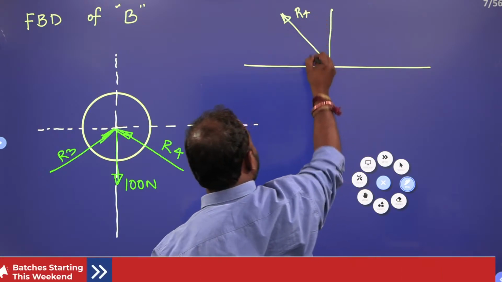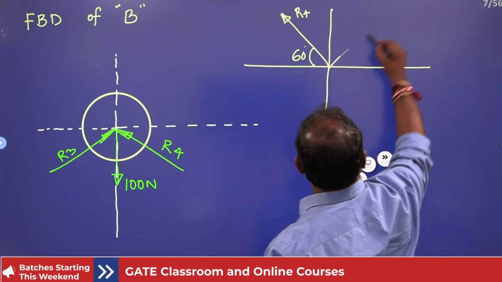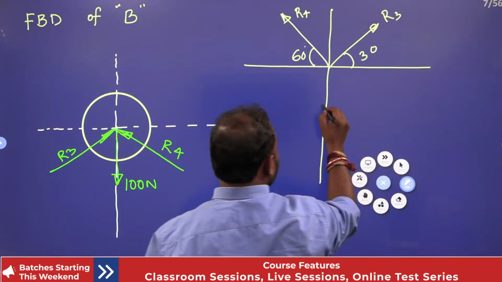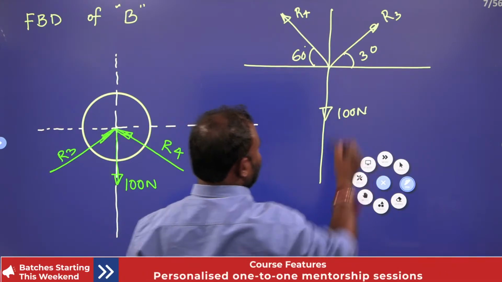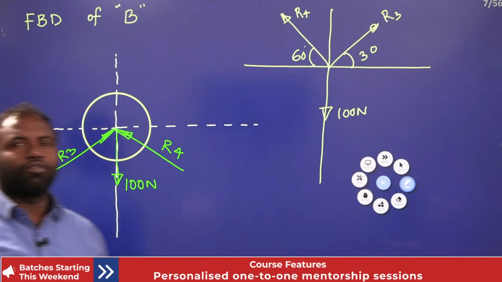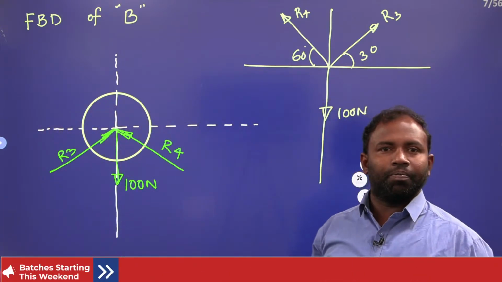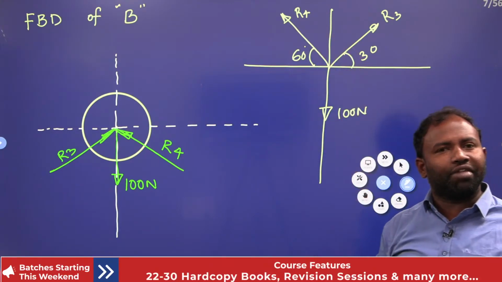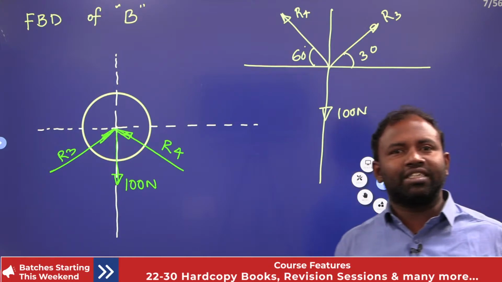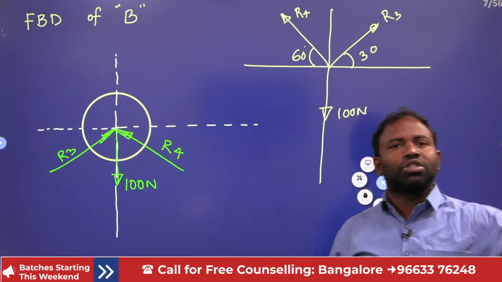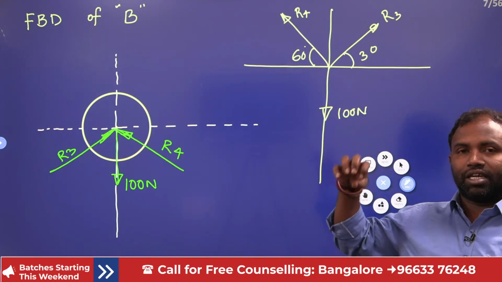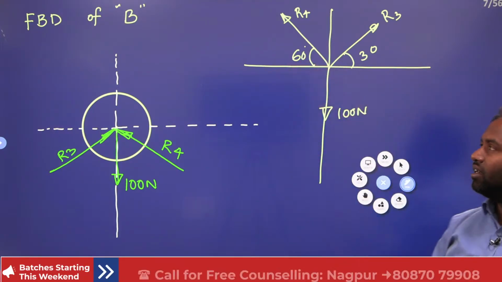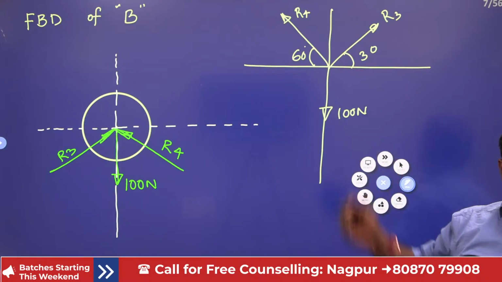R4 and its angle, R3 at 30 degrees, and the weight of the body downward, isn't it? Right? Now, for applying Lami's theorem, what are we supposed to do? We need to find out the angle between the forces. That is what we discussed yesterday. Lami's theorem states that the ratio of any force to the sine of the angle between the rest of the two forces is constant, right?